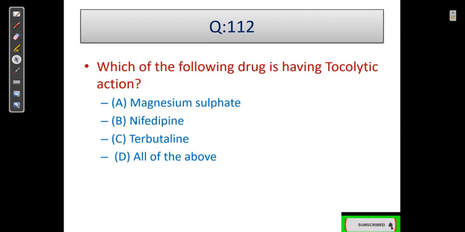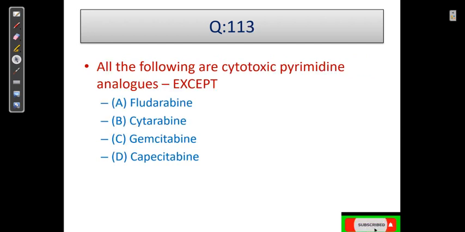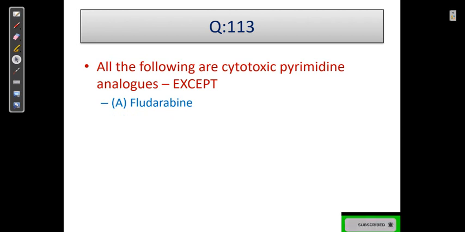Which of the following drug is having a tocolytic actions? Tocolytic actions means it delay or control the premature delivery, pregnancy, magnesium sulfate, nifedipine, terbutaline, all of the above. So the answer is all of the above because they all are a decreased blood pressure. All the following are cytotoxic pyrimidine analogs except fludarabine, cytarabine, gemcitabine, capecitabine. So the correct answer is fludarabine.